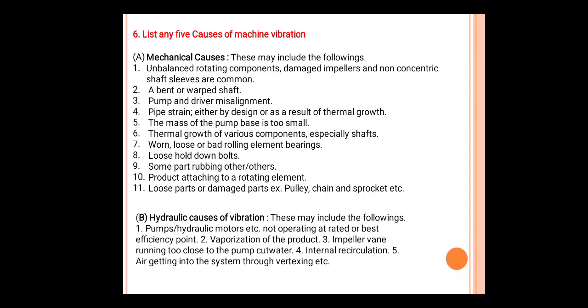Worn, loose or bad rolling element bearings, loose hold down bolts, and some part rubbing are others, which may also cause machine vibrations. Product attaching to a rotating element, loose parts and damaged parts are examples. For example, pulleys, chains and sprockets are examples of loose parts. So because of those, the vibration may be exerted.